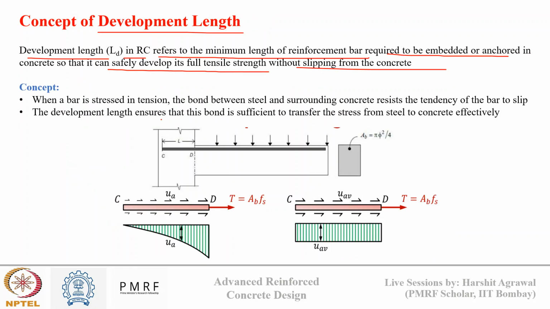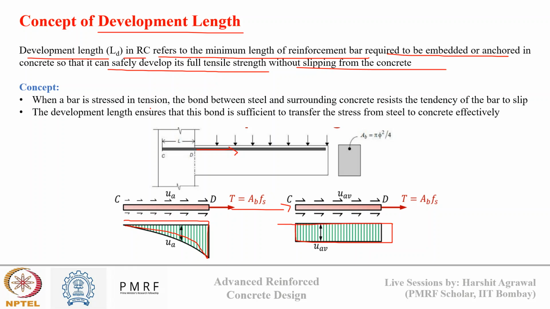Okay, so for that we need to embed this reinforcement enough inside the concrete so that enough bond strength has been developed, and this embedment length is known as the development length. Okay, so if you see in the figure here, the embedded rebar in concrete is subjected to some tension force T here. Now generally this stress on the interface is parabolic in nature, but just for simplification we assume it is uniformly distributed.